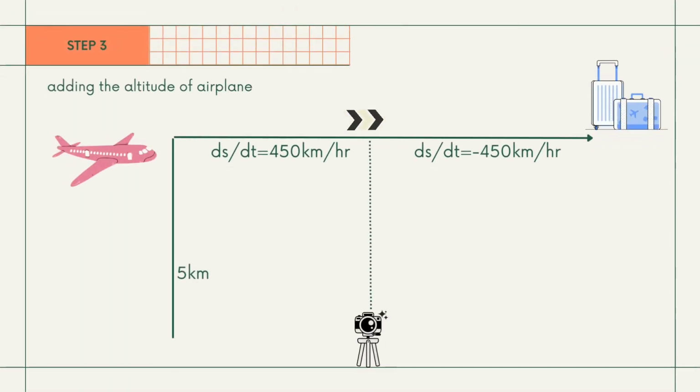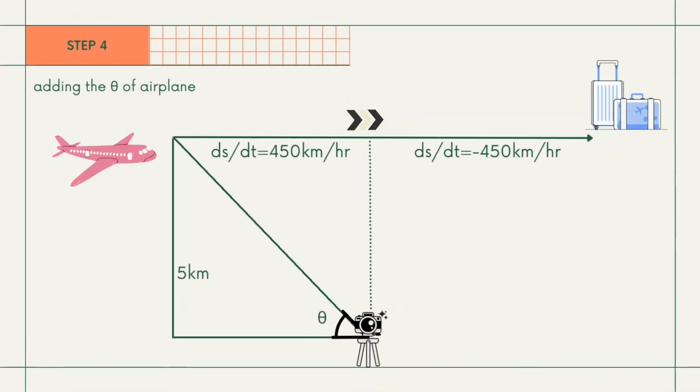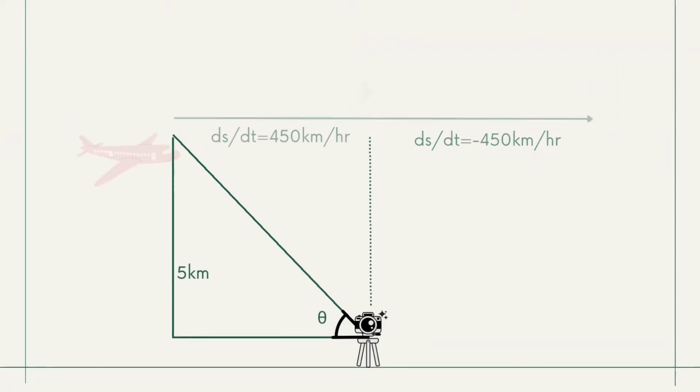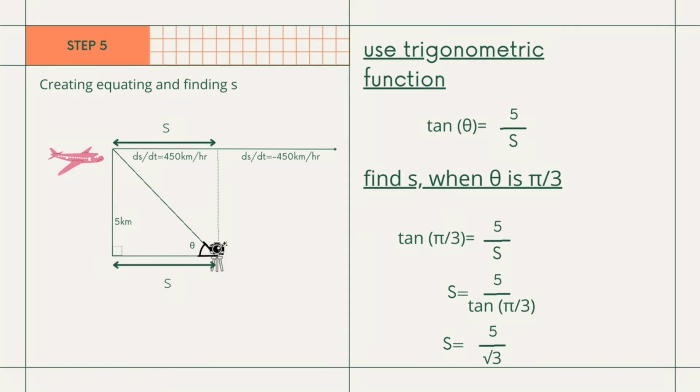Step 3, we already know the airplane is flying at a constant altitude of 5 km, so we can add into the picture the altitude of the airplane, which is 5 km. Step 4, we're going to add the theta of the airplane into the picture. Step 5, we're going to create an equation and find s by using a trigonometric function. From the picture, we can conclude that tangent theta equals 5 over s.